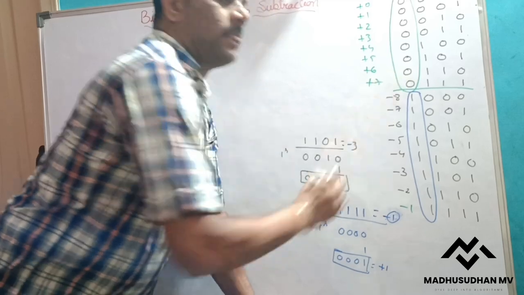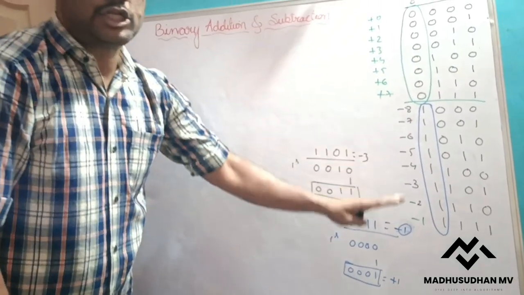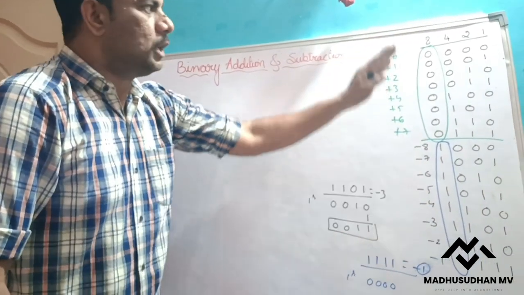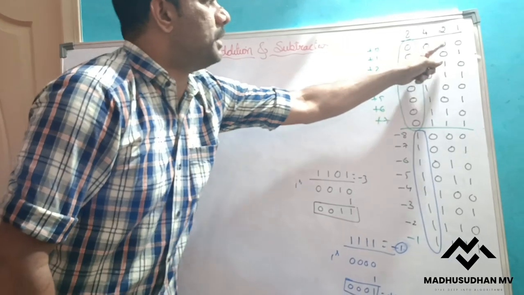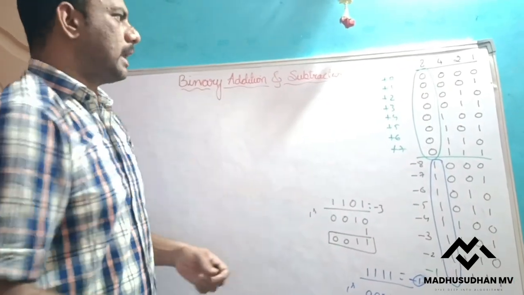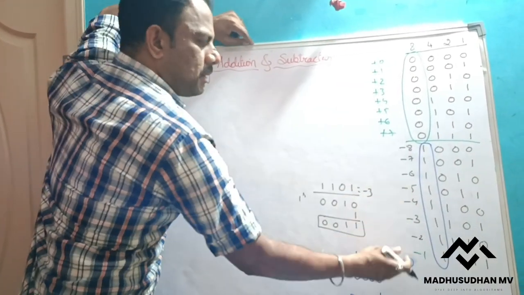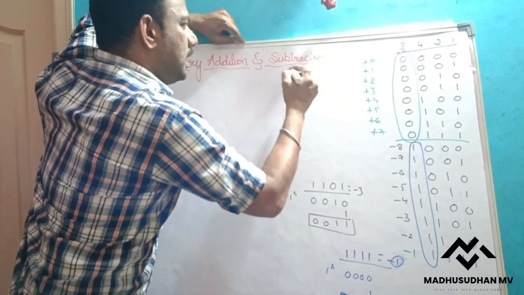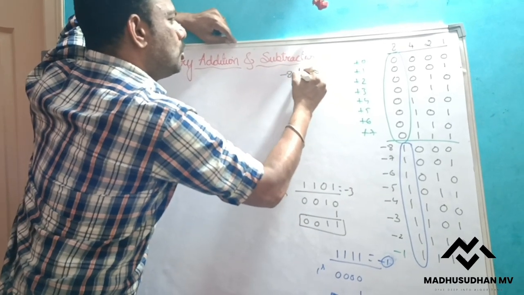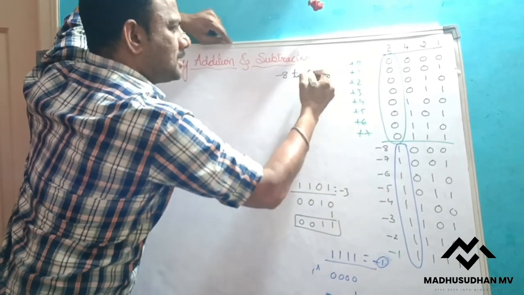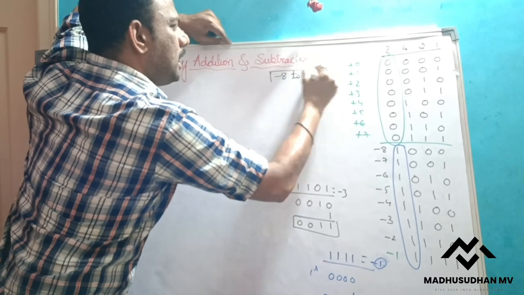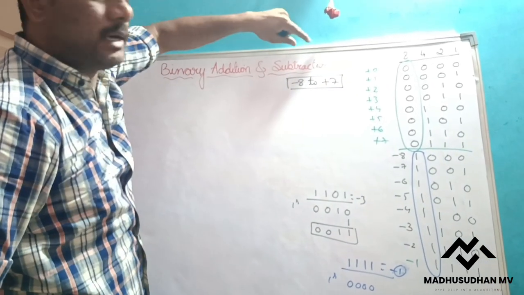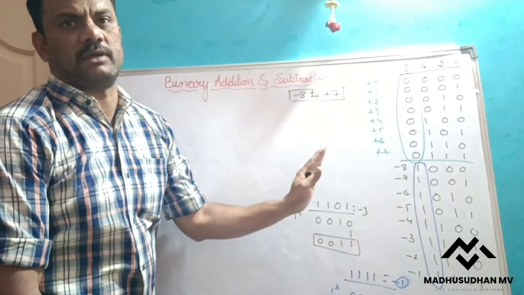Minus 7, minus 8. That means, for the range of numbers in 2's complement using 4 bits, what is the minimum number here? The minimum number is minus 8. So minus 8 to what? The maximum number is plus 7. So this is the range of 2's complement numbers using 4-bit representation.